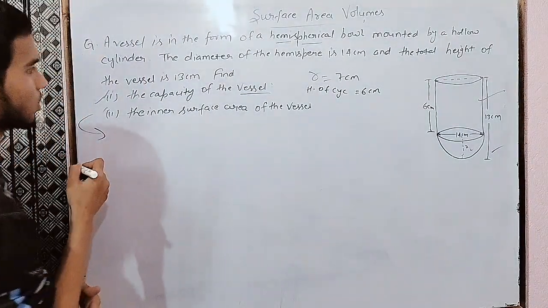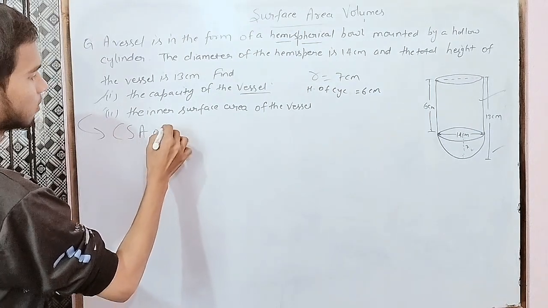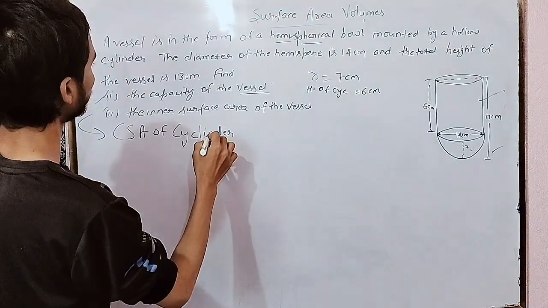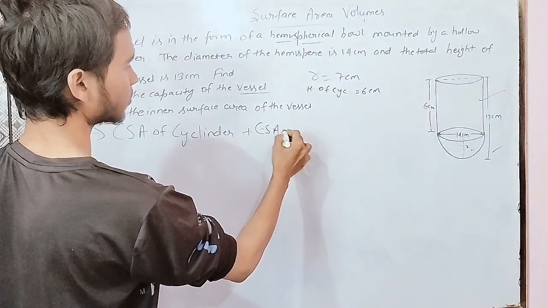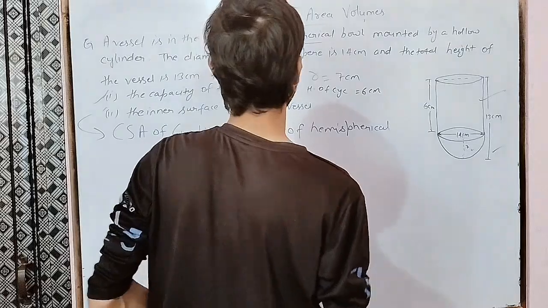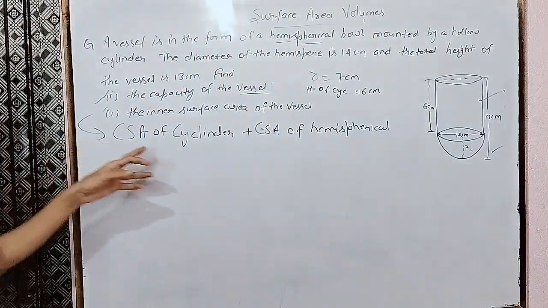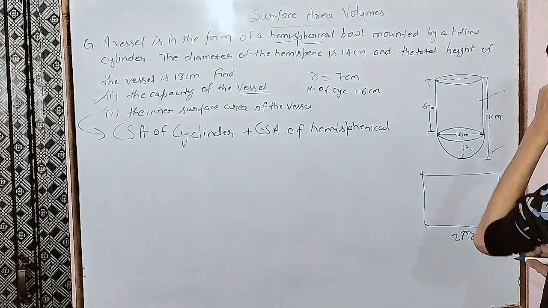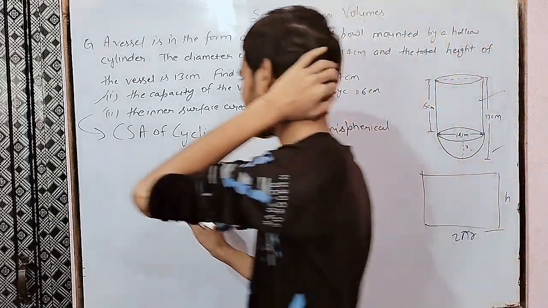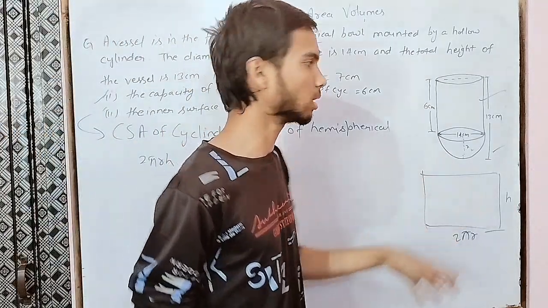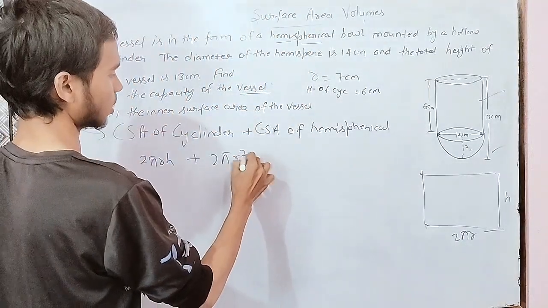Second question. So here remember the curved surface area of a cylinder. Okay. Now the curved surface area of a hemisphere. For the curved surface area of a cylinder, we are just taking a rectangle. So it is 2 pi r, which is the circumference of the circle, and what height. So we will write here 2 pi r h, and the curved surface area of a hemisphere will become 2 pi r square.